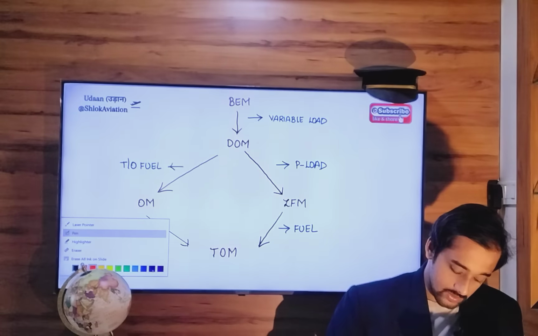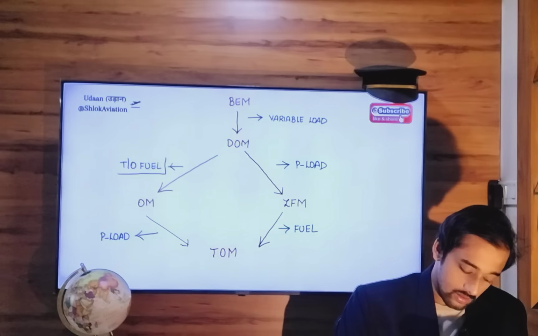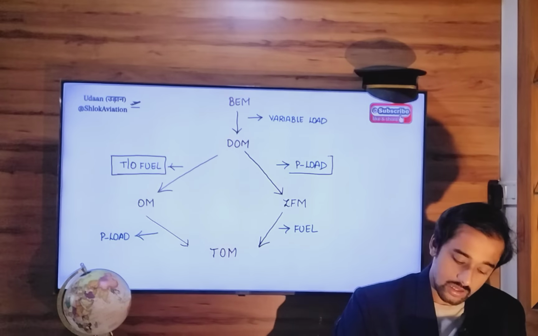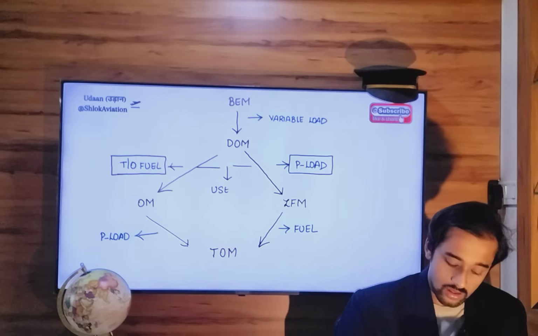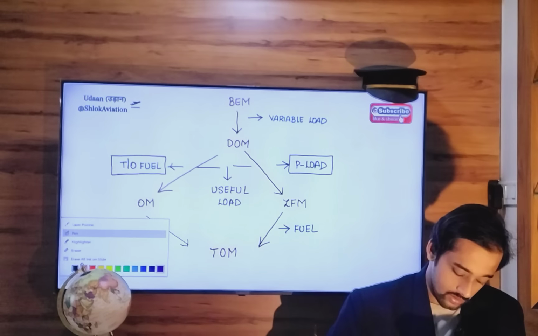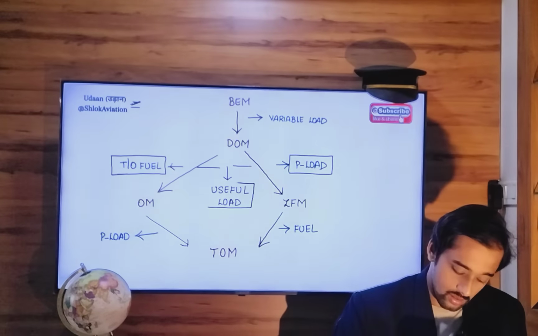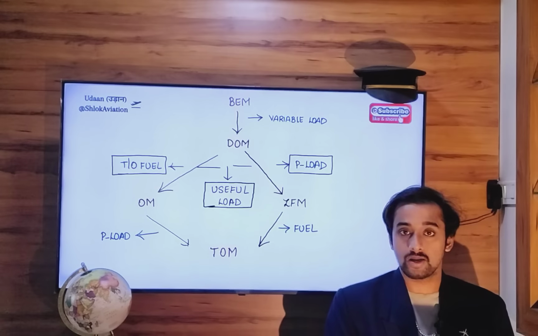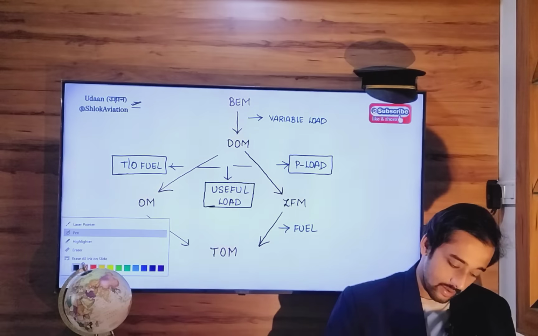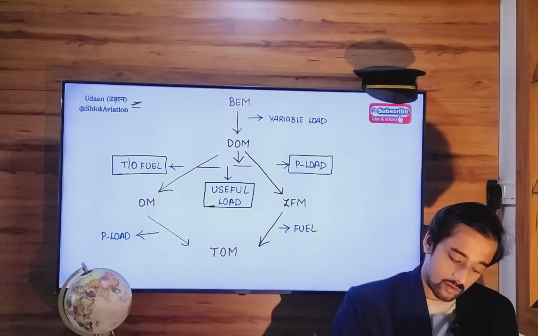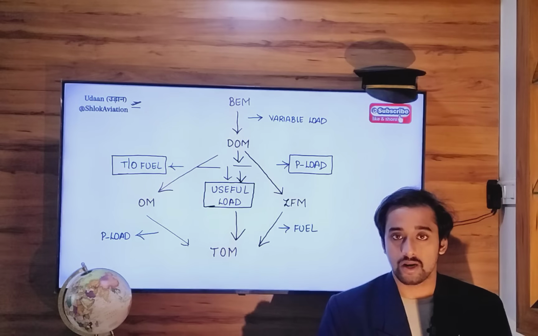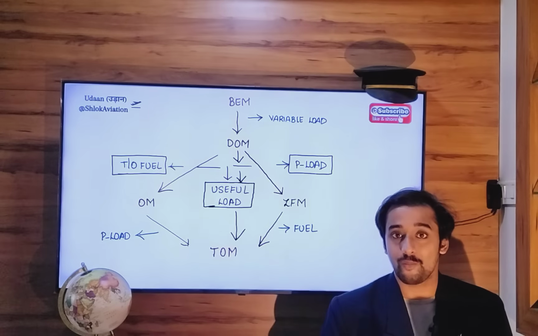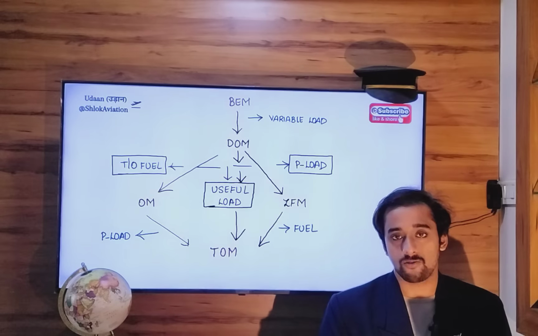Other important points: takeoff fuel plus payload is nothing but your useful load. Takeoff fuel plus payload is useful load. And dry operating mass plus useful load will give you takeoff mass. So this is the third way you can get takeoff mass. Dry operating mass plus useful load, a combination of fuel and payload, will give you takeoff mass.